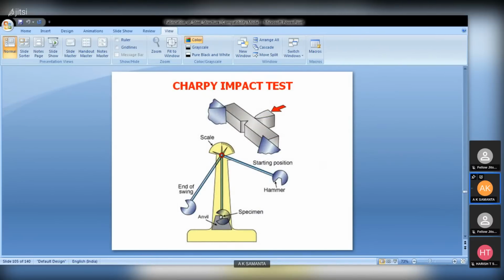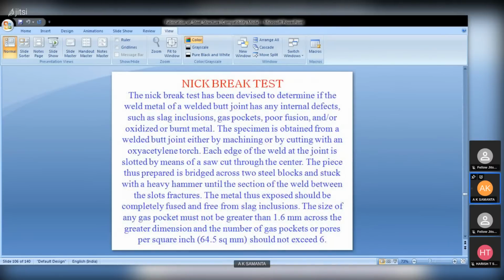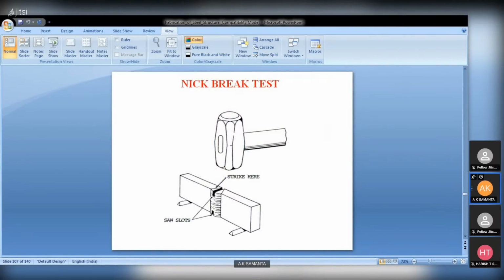This is the schematic figure. We all know how the impact test is carried out. The nick break test: simply on the welding, make a slot, and after that you hammer it on the top. So this is exactly like the side bend test. In case the welding is very good and ductile, it will not break. And if it is non-ductile in nature, it will break here.